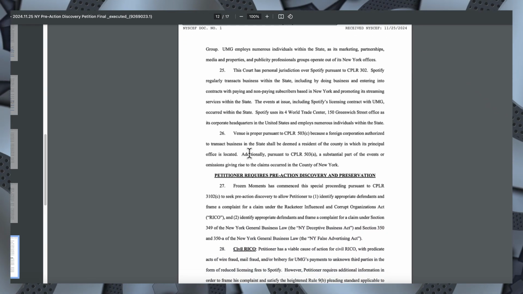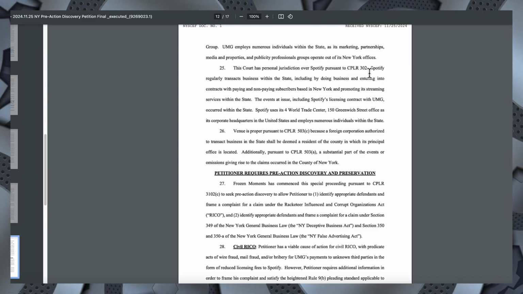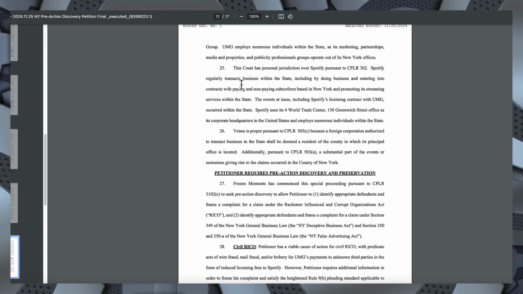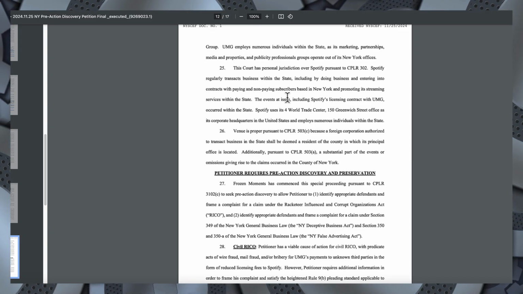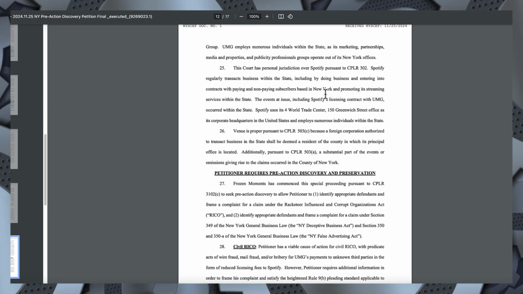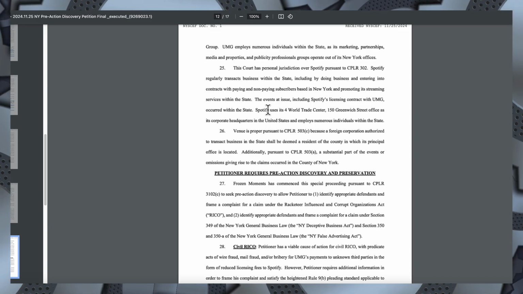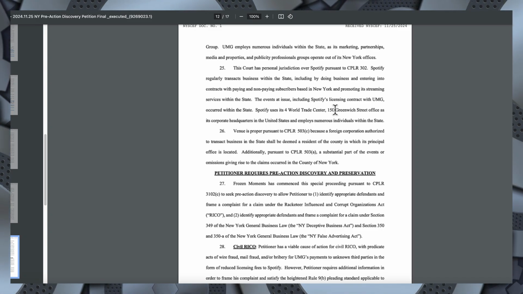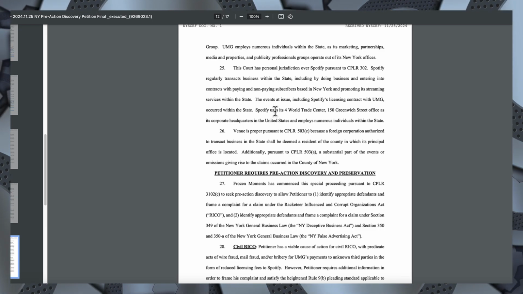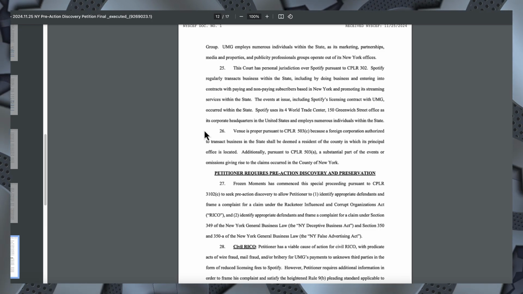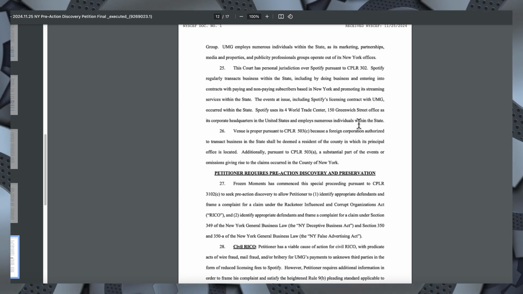This court has personal jurisdiction over Spotify pursuant to CPLR 302. Spotify regularly transacts business within the state, including by doing business and entering into contracts with paying and non-paying subscribers based in New York and promoting its streaming services within the state. The events at issue, including Spotify's licensing contract with UMG, occurred within the state. Spotify uses its World Trade Center office as its corporate headquarters in the United States and employs numerous individuals within the state.